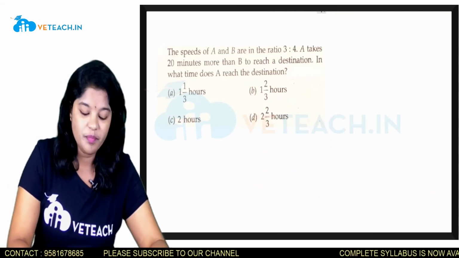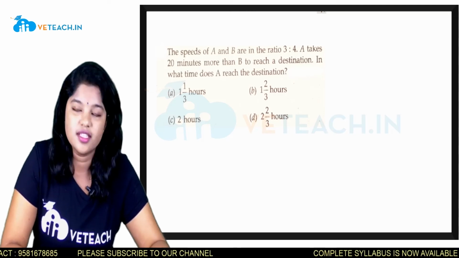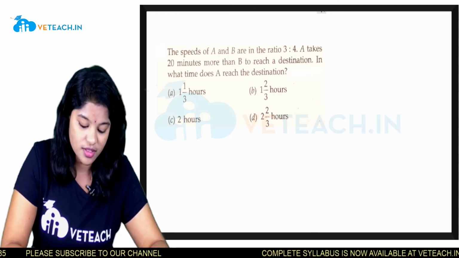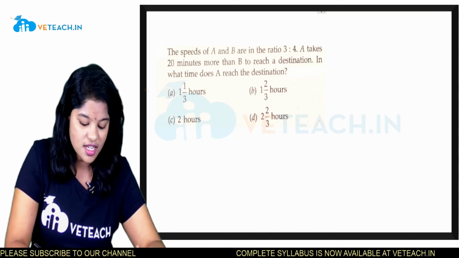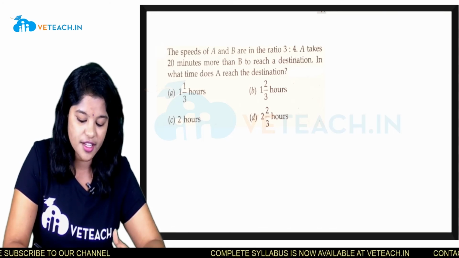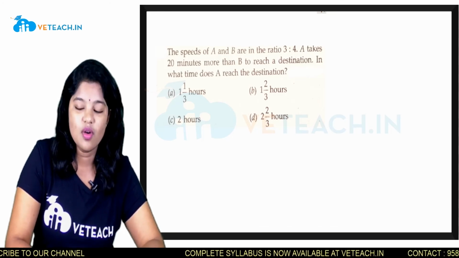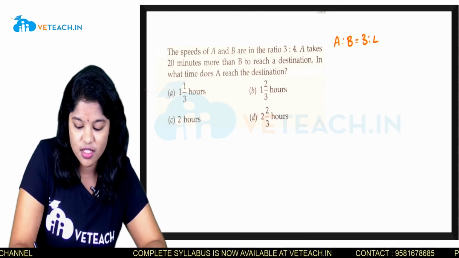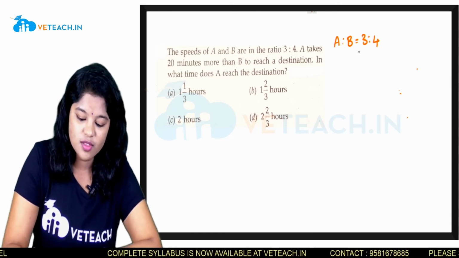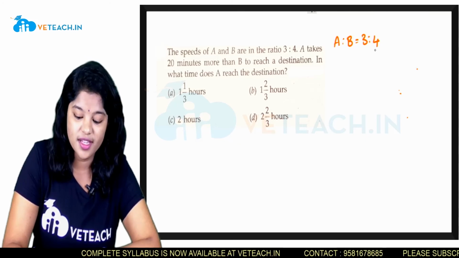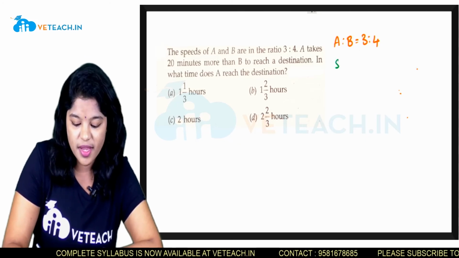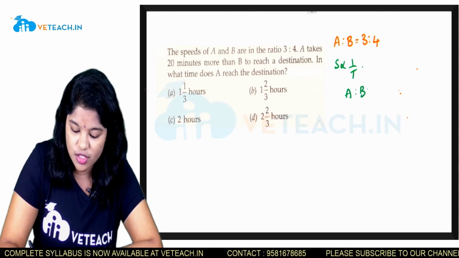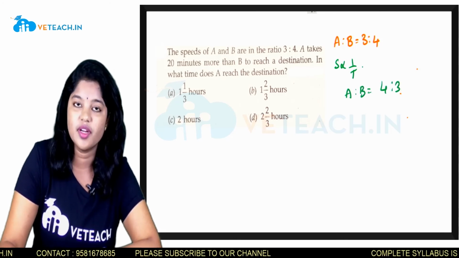See the next question. The speeds of A and B are in the ratio of 3:4. A takes 20 minutes more than B to reach the destination. In what time does A reach the destination? So here given the speeds of A and B are in the ratio of 3:4. So the speed of A is to B is 3:4. As the speed is inversely proportional to time, the time taken by A is to B will be 4:3.